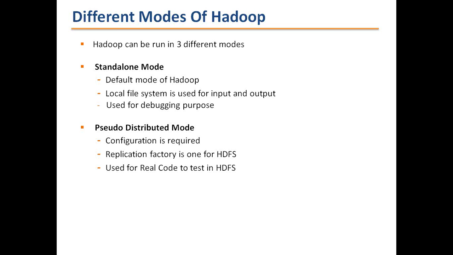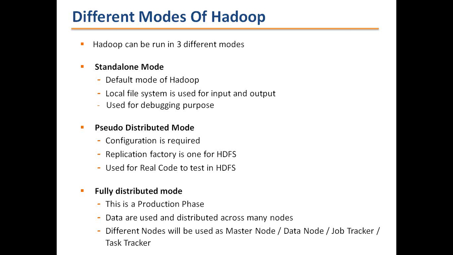The next mode is pseudo distribution mode. For this mode we need some configurations, we need to edit the configuration files. I will tell you in the next class how to configure it. The replication factor is 1, because pseudo distribution mode is nothing but a single node cluster. Mainly we use this mode if we want to test any code or any commands.